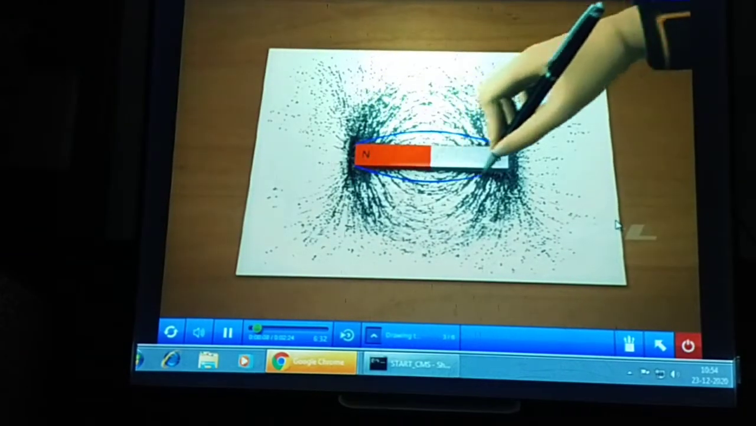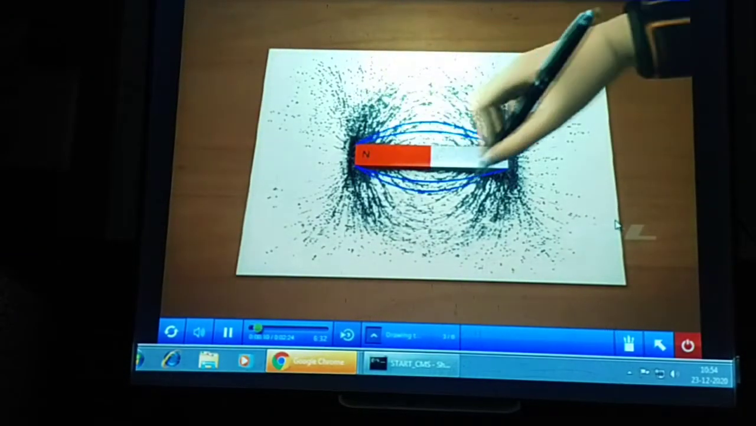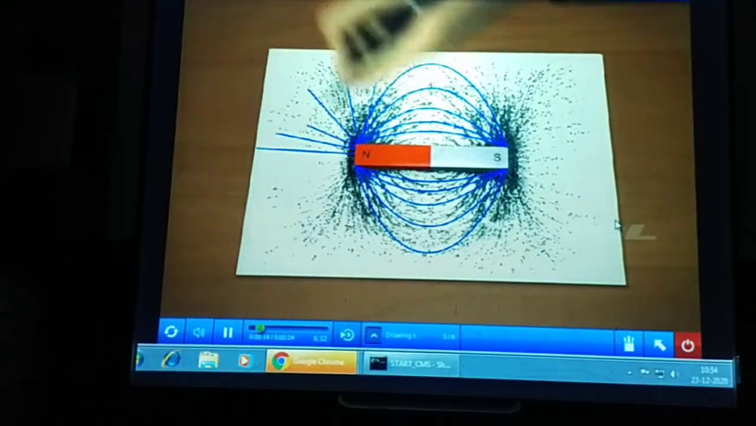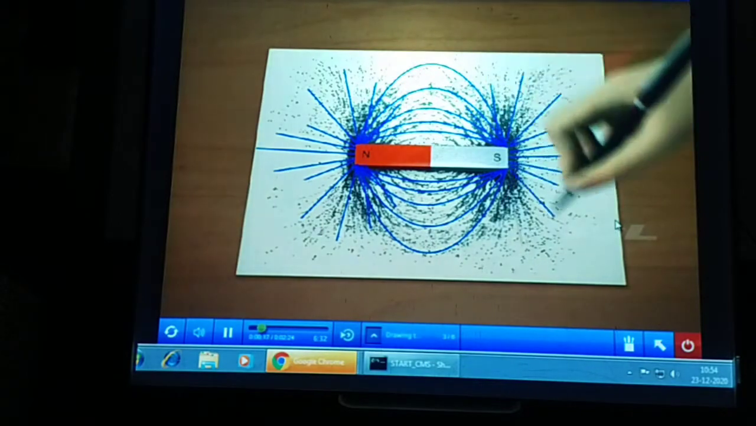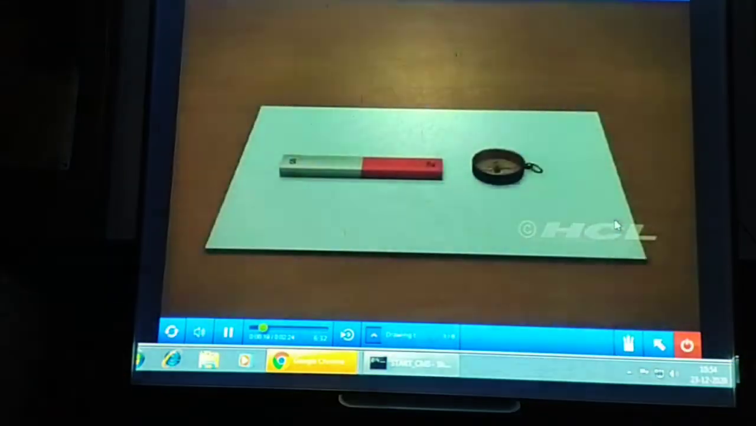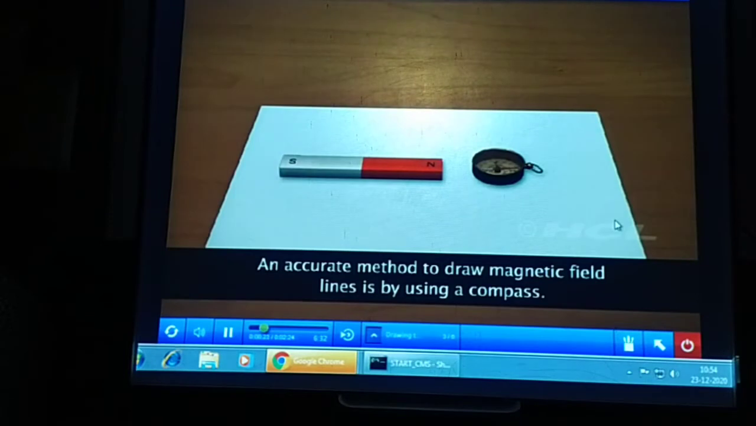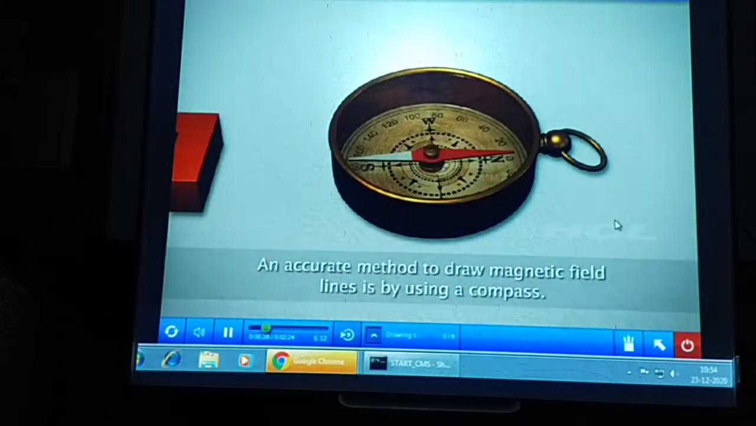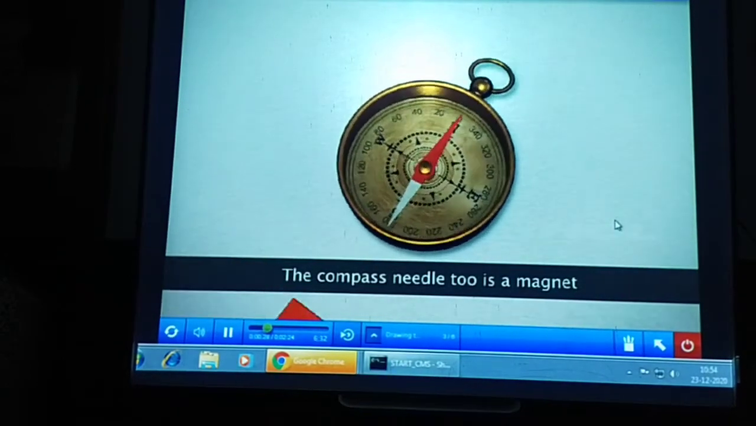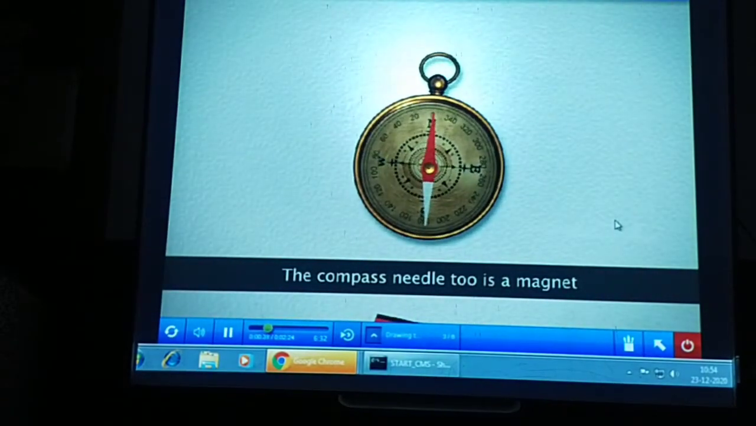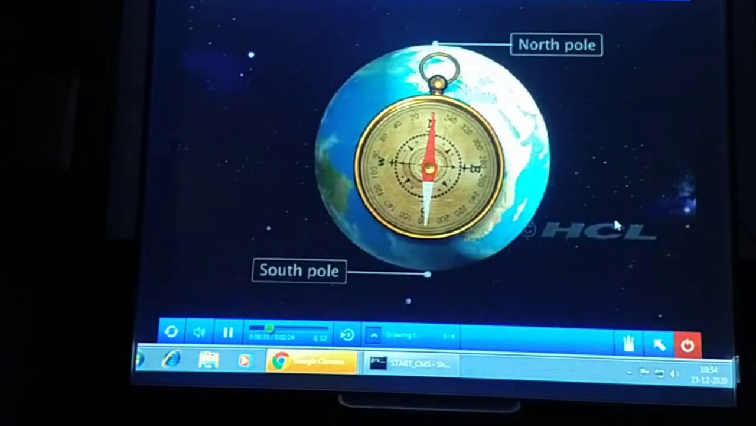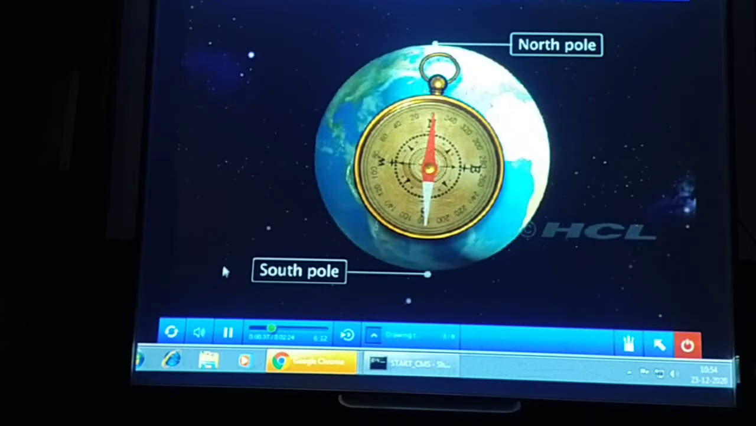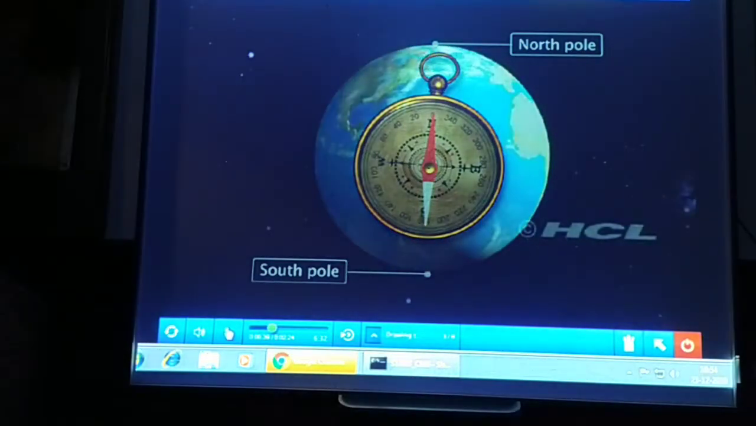A tedious way of tracing magnetic field lines is by tracing the pattern formed by the iron filings around the bar magnet. An accurate method of drawing magnetic field lines is by using a compass. A typical compass needle, too, is a magnet. It is suspended on a pivot needle and it comes to rest in a north-south direction of the Earth.